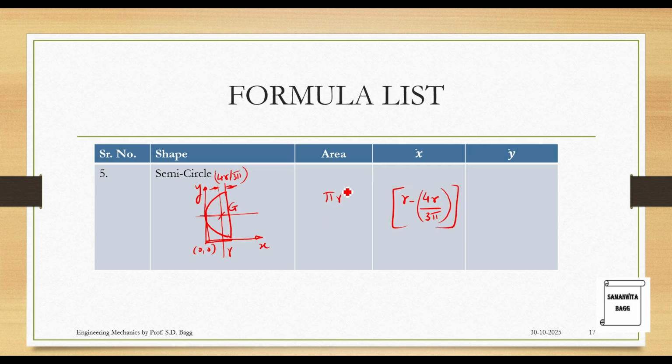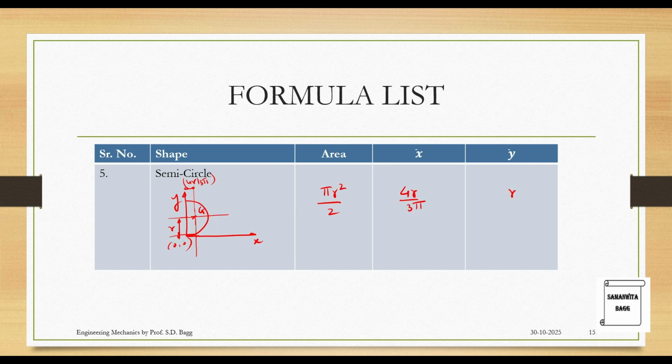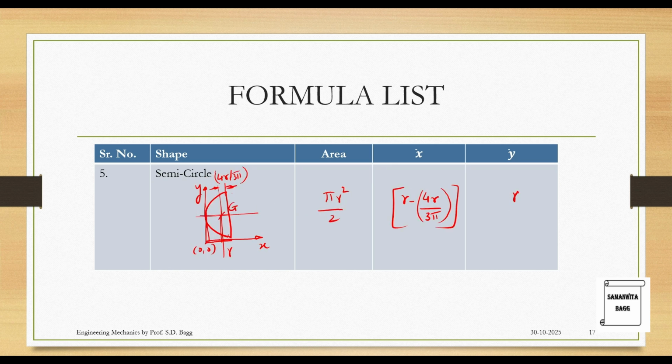Area, as we know, is pi r square by 2. Then we have to talk about the y bar, which is this gap. How much will this gap be? It will be this R. So that's how you solve for the semicircle. This is 1, this is 2, this is the third, and this is the fourth one.